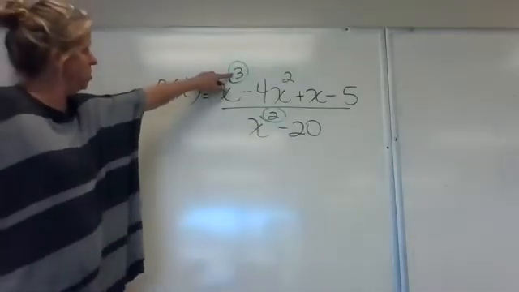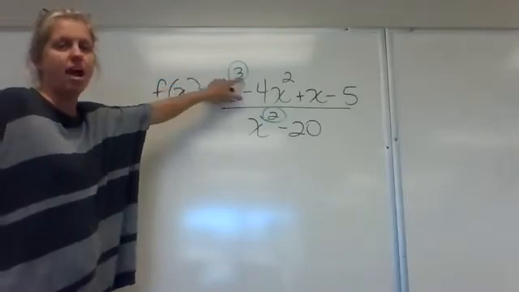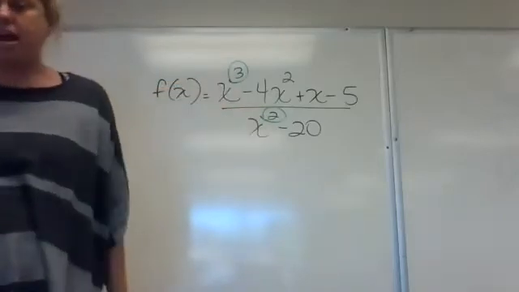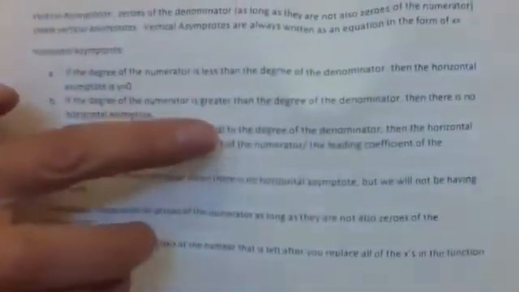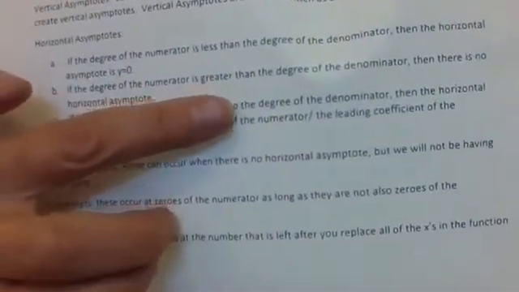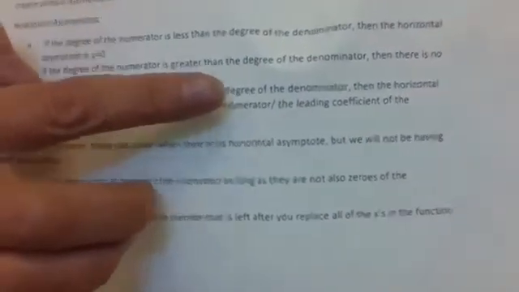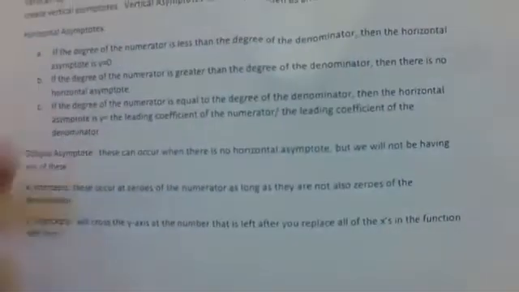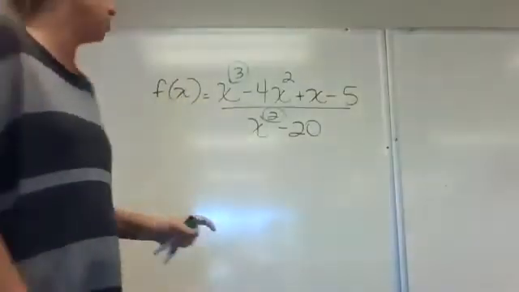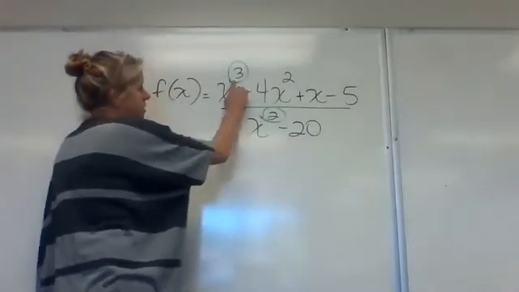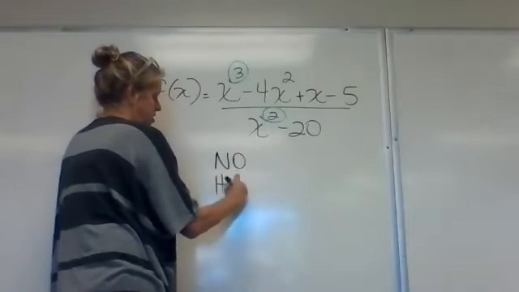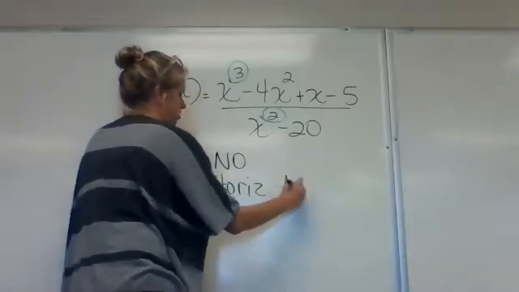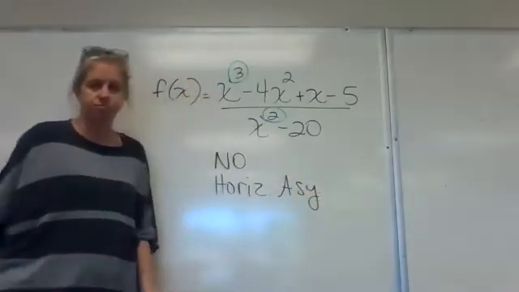So what am I looking for? The numerator's degree is greater than the degree of the denominator. When you go to your chart, greater than is that middle one, right? That's the one where the greater than is. So what does it tell you? There is no horizontal asymptote. So that's what that tells you. If the degree of the top is greater than the degree of the bottom, then there is no horizontal asymptote.